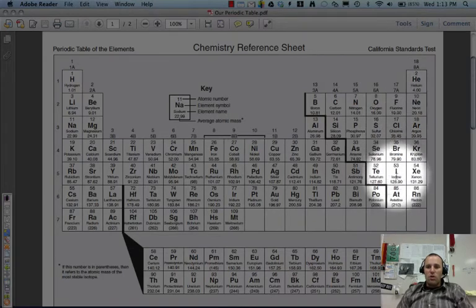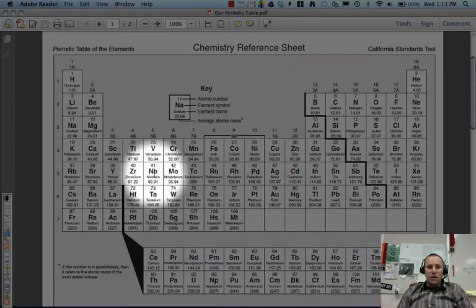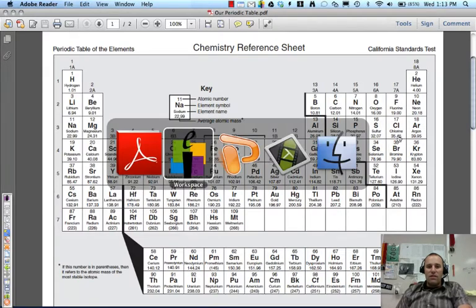So does fluorine and bromine and iodine. That's because they all share the same electron configuration for their valence electrons. 3s2, 3p5. 2s2, 2p5 for fluorine. 4s2, 4p5 for bromine, so they all have 7 valence electrons.